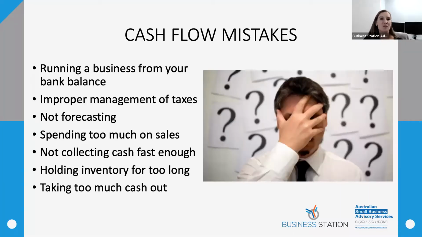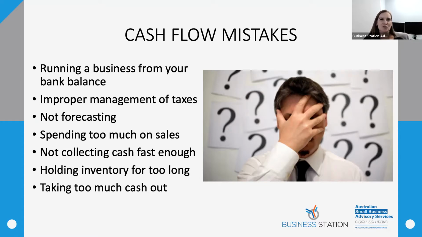Now, in terms of cash flow mistakes, the biggest and most common mistakes that I see, first of all, running a business from your bank balance. So it doesn't account for any planned or unplanned expenses, perhaps the seasonal nature of your business, if you've got a high season and a low season. So it really doesn't give you any kind of business picture.